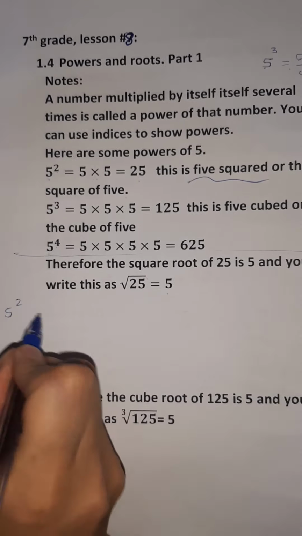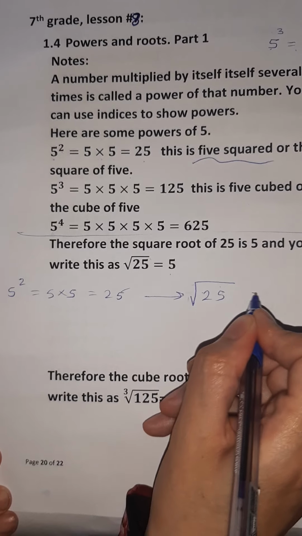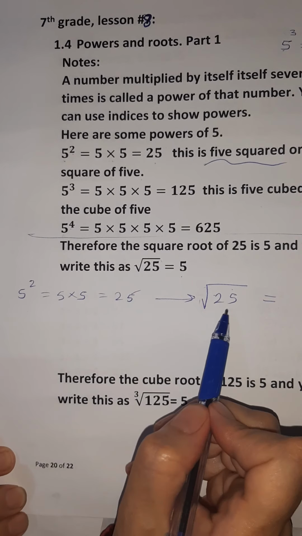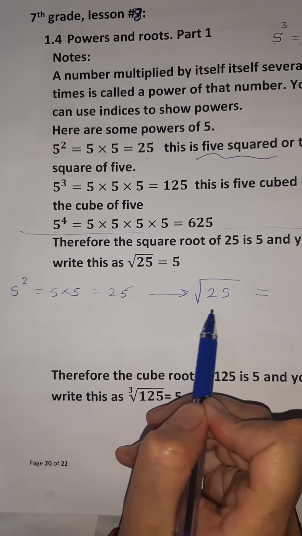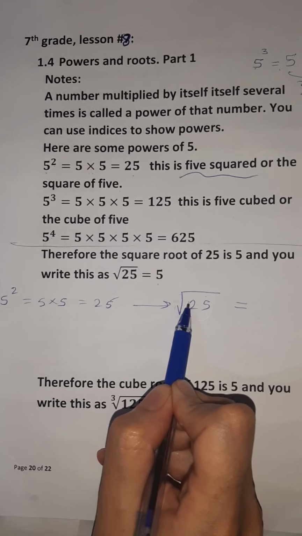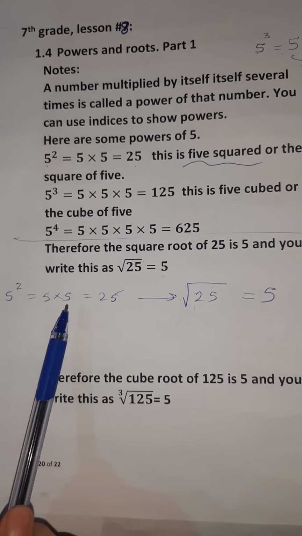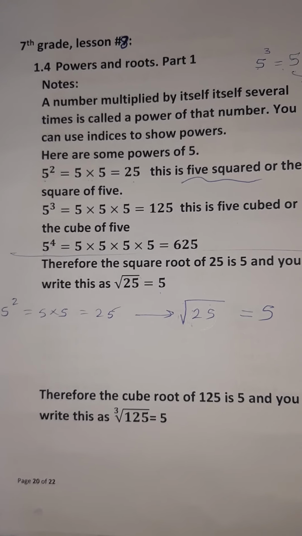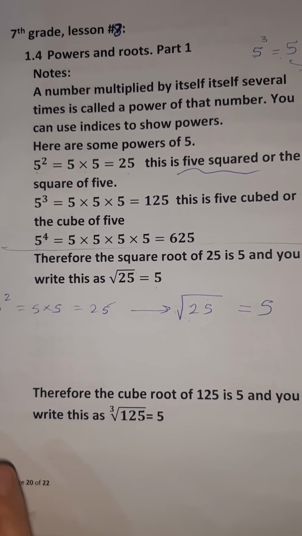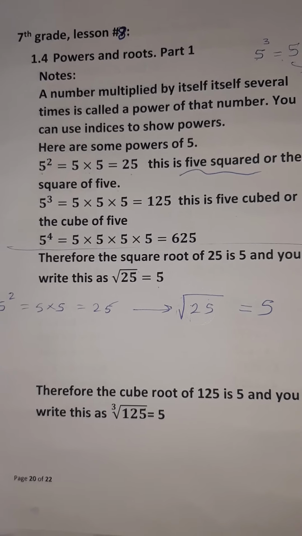Now look. The opposite operation, the inverse of this statement: the square root of 25 means give me a number that you can multiply by itself twice that will give me 25, which is 5, since 5 times 5 is 25. This is the relationship between the power and the root.